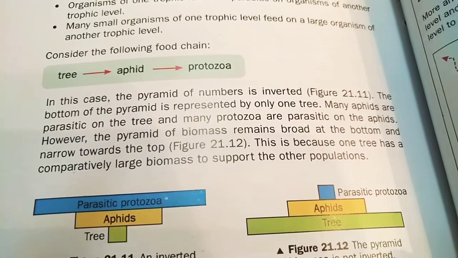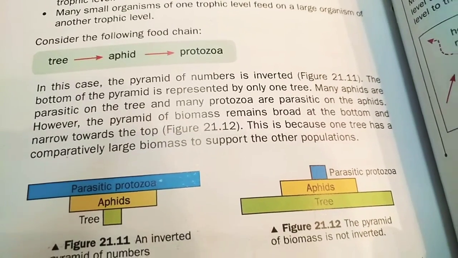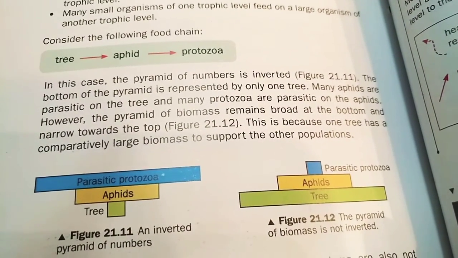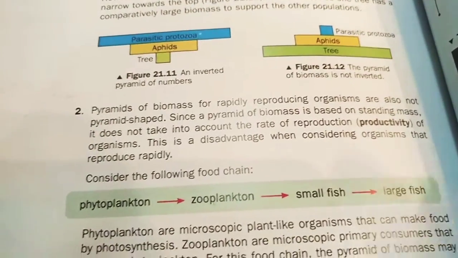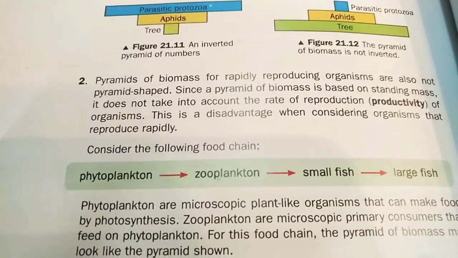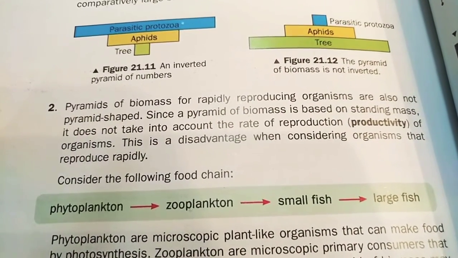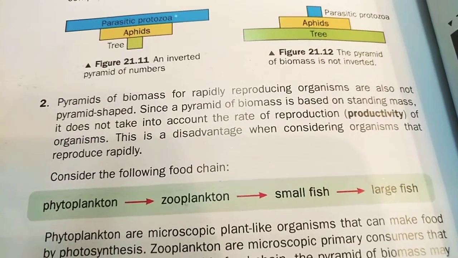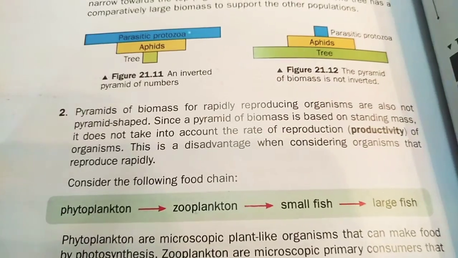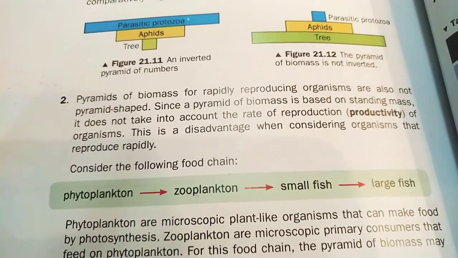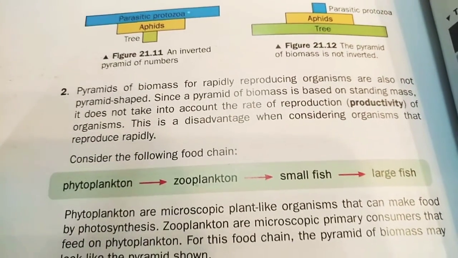However, the pyramid of biomass remains broad at the bottom and narrow toward the top. This is because one tree has comparatively large biomass to support the other populations. Come toward another pyramid. Pyramids of biomass for rapidly reproducing organisms are also not pyramid shaped. Since a pyramid of biomass is based on standing mass, the mass which is present at a particular time, it does not take into account the rate of reproduction of organisms.